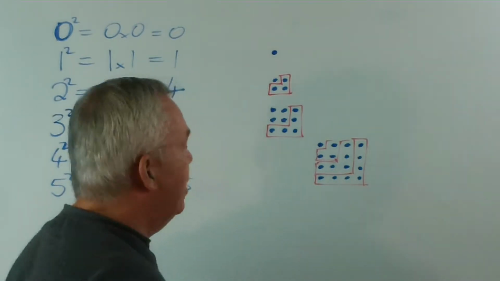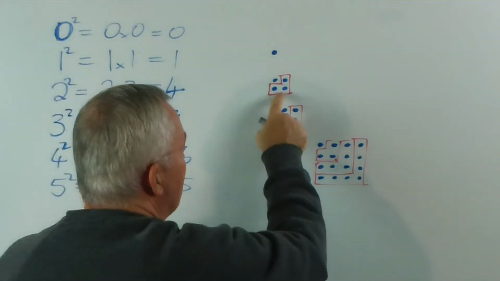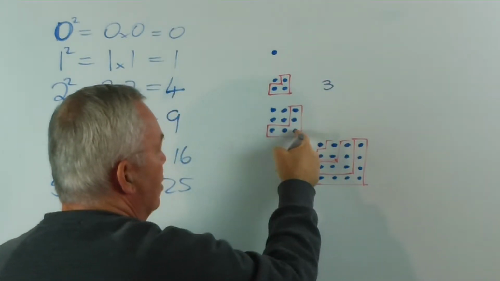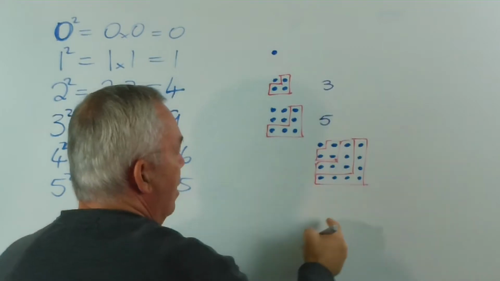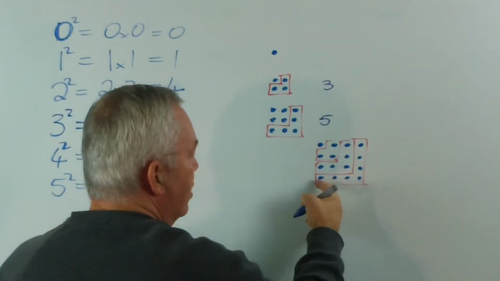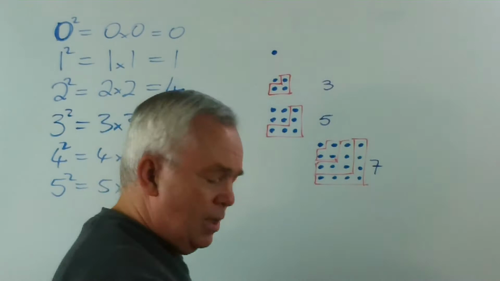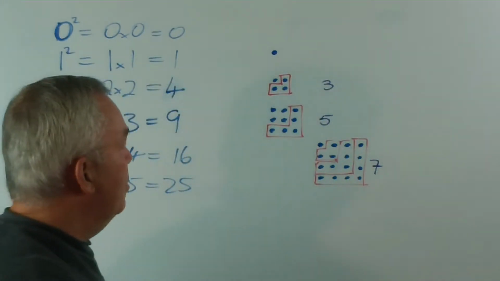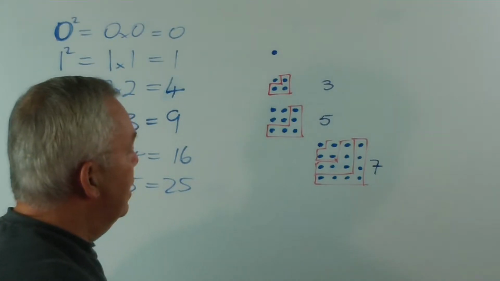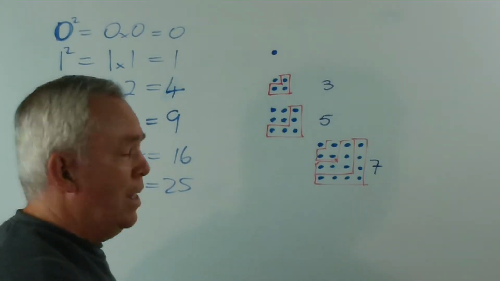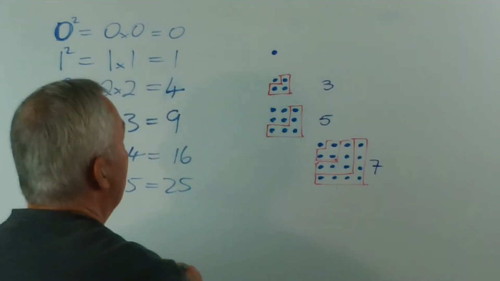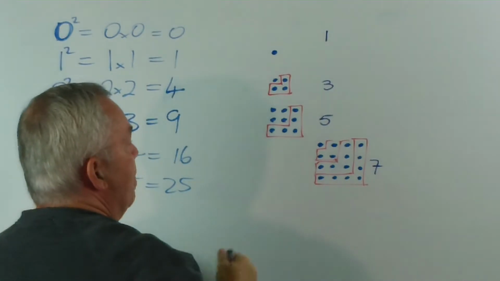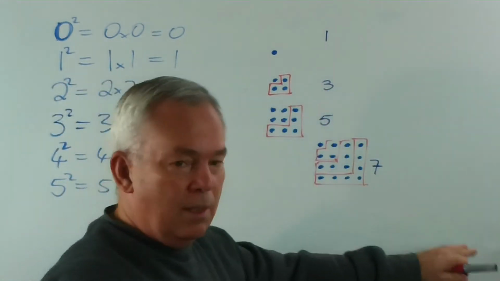Now, what's the nature of these L shapes? Well, this one's worth 3 dots. This one's worth 1, 2, 3, 4, 5. This one's worth 1, 2, 3, 4, 5, 6, 7. Now, I hope you notice they're all odd numbers. Not only are they odd numbers, but they're the odd numbers. Nothing's missing. In fact, when I go from no dot to 1 dot, you can say I've added on 1. So 1, 3, 5, 7, the next one will be 9, 11.